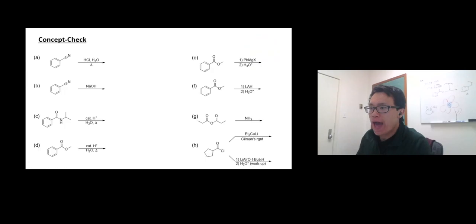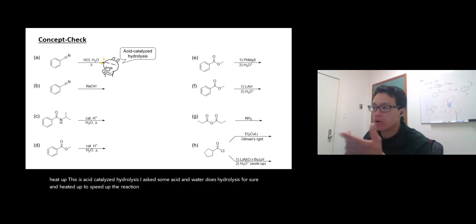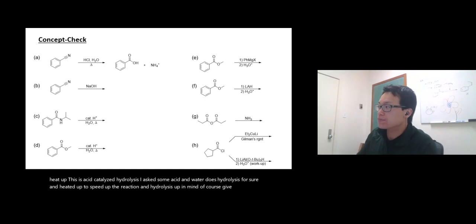Okay, let's see what we have here. So we start with a benzonitrile, add hydrochloric acid, water, and heat it up. Oh, this is acid catalyzed hydrolysis. Right, add some acid, and then water. That's hydrolysis for sure, and heat it up to speed up the reaction. And hydrolysis of an amide, of course, gives you a carboxylic acid.